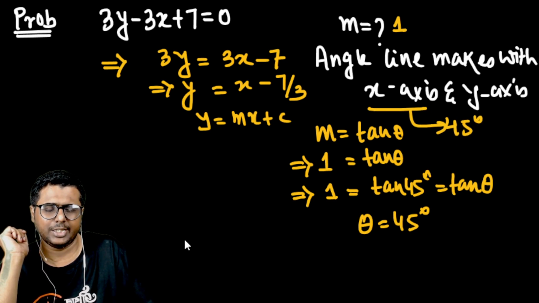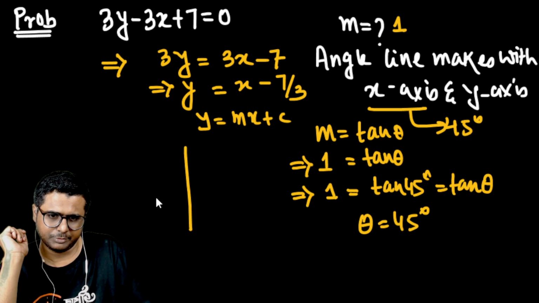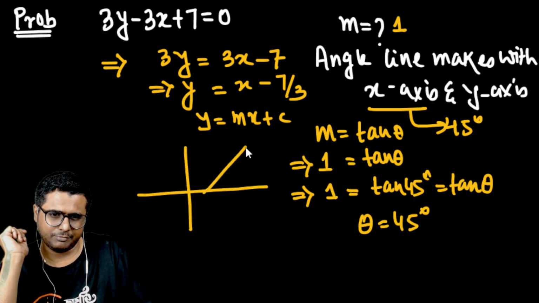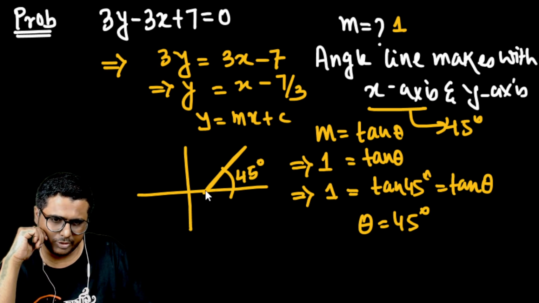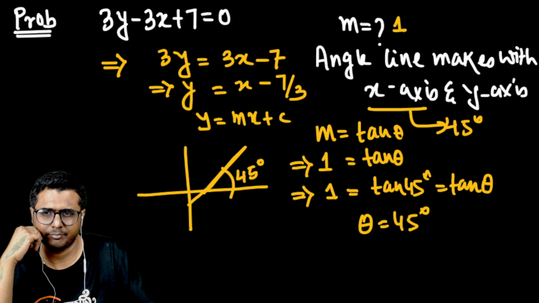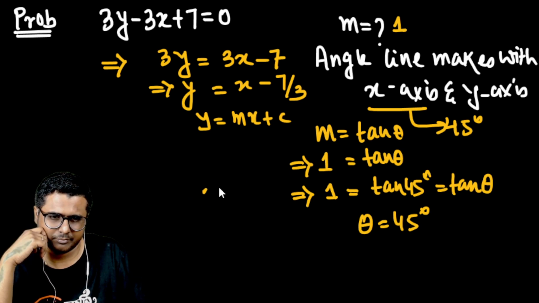Now the question is what angle it makes with the y axis. So we have to draw over here. If this line makes 45 degrees with the x axis like this, then what does it make with the y axis? What do I have to do? Let's see. I have to extend this. Make it a big diagram. I have to extend this.